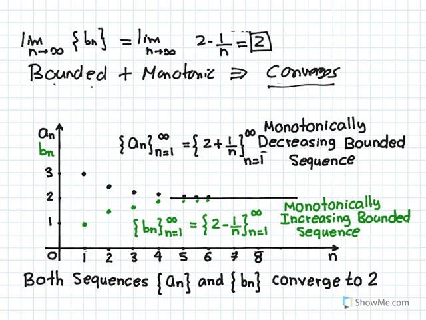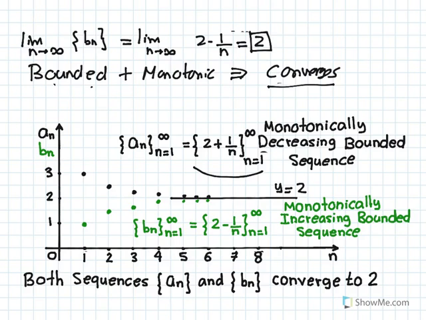Now let's look at the graph of these two sequences. So we have the two sequences. We have a_n here, and n goes from 1 to infinity, 2 plus 1 over n, and you can see this is a monotonically decreasing bounded sequence. It is progressively decreasing to the value of y equals 2. And this is, of course, a convergent sequence, and its converging limit is 2.